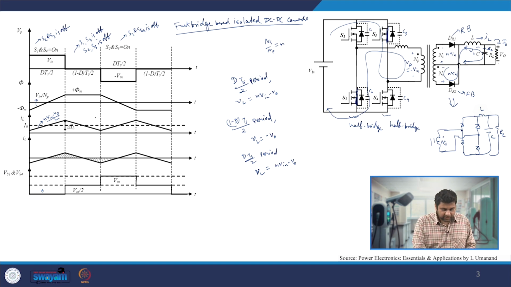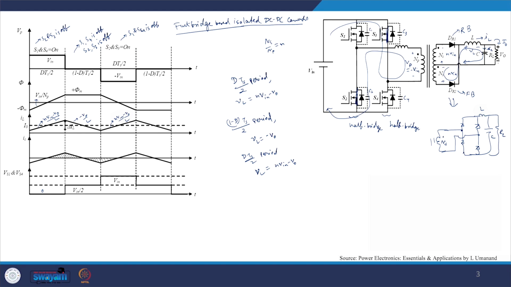And again, the slope is VL by L, which is nothing but (n Vin minus Vo) by L. And then the ripple will actually be flowing through the IC, so we have a rising ripple. In the previous duration it is falling, so this falling part is going through the IC, while the average value is going through the load resistance.